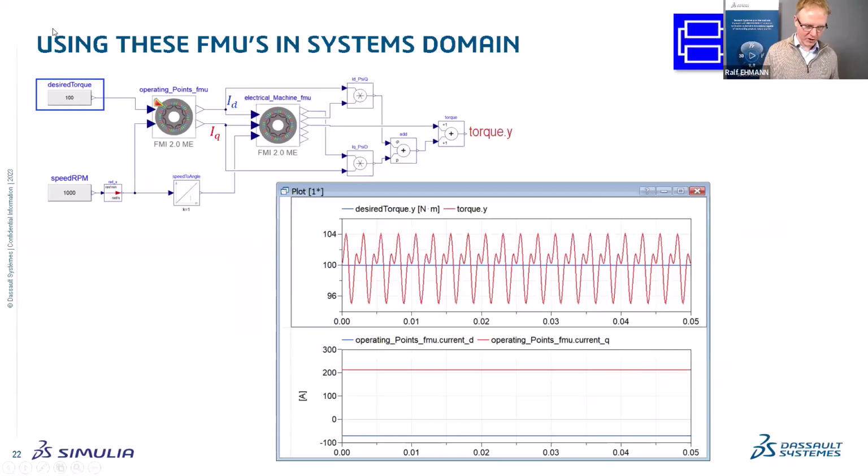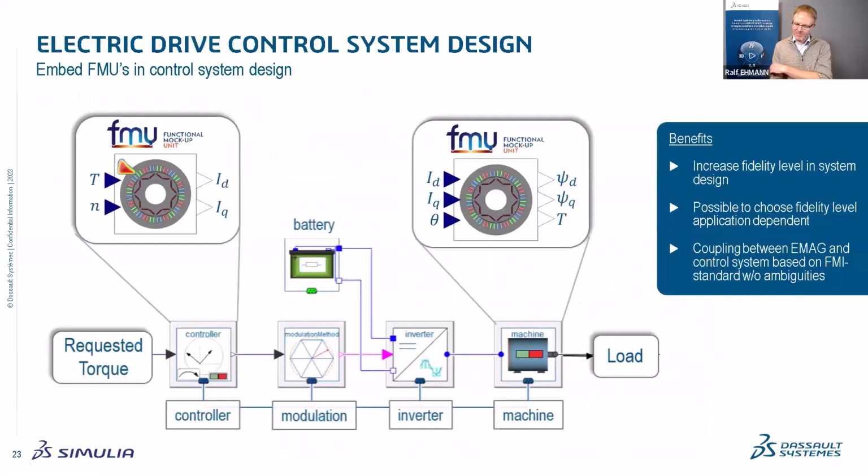So we ask for average torque, the blue line, 100 Newton meter. And you see that this FMU contains the ripples. So the red one is then the torque rippling around the 100 Newton meter average torque. And here we can check whether ID and IQ come out correctly. But okay, if the torque is correct, then also this one should be correct. However, this was really a simple case, so there is not so much use in it. It's just for you to understand how you can work with the FMUs.